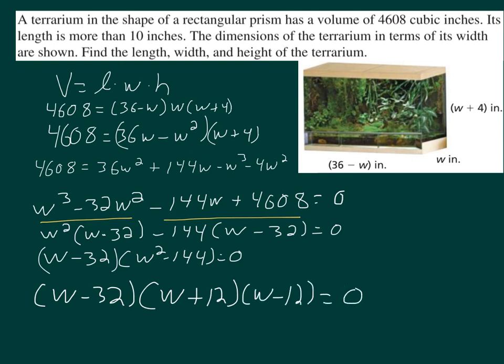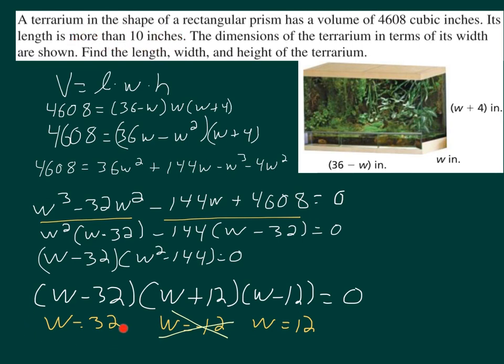Now using the zero product property, I'm going to get 3 different answers for my w. Here I get w equals 32, w equals negative 12, and w equals 12. One of these can be thrown out immediately because I can't have a width that's a negative length, so I throw out my middle option. The other 2 seem reasonable enough until I go back to the original description and realize that the length has to be more than 10 inches.